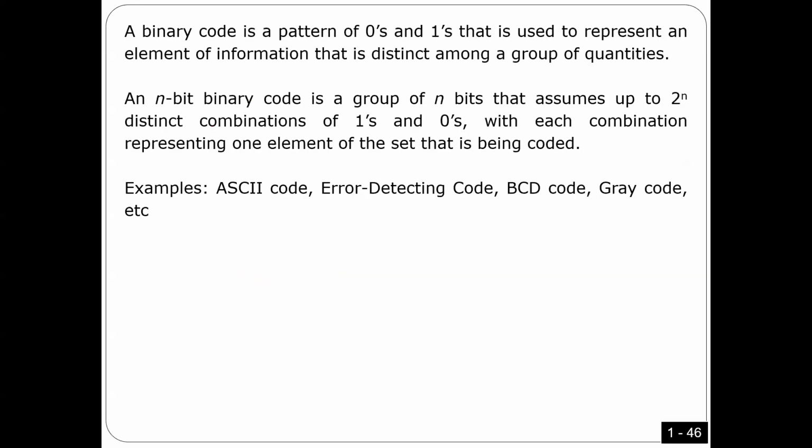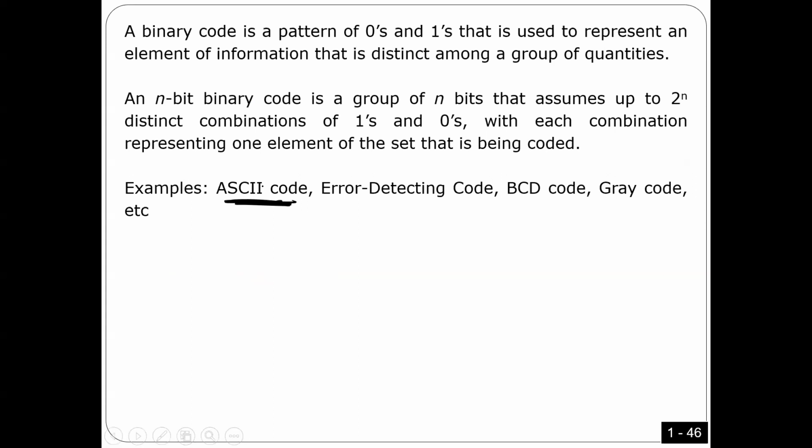So what do you mean by a code? Code means you have a pattern of zeros and ones that is used to represent an element of information that is distinct among a group of quantities. So it's just a pattern of ones and zeros that is used as a code, or to represent an element in a group. So, for example, one of the very famous codes is the ASCII code.